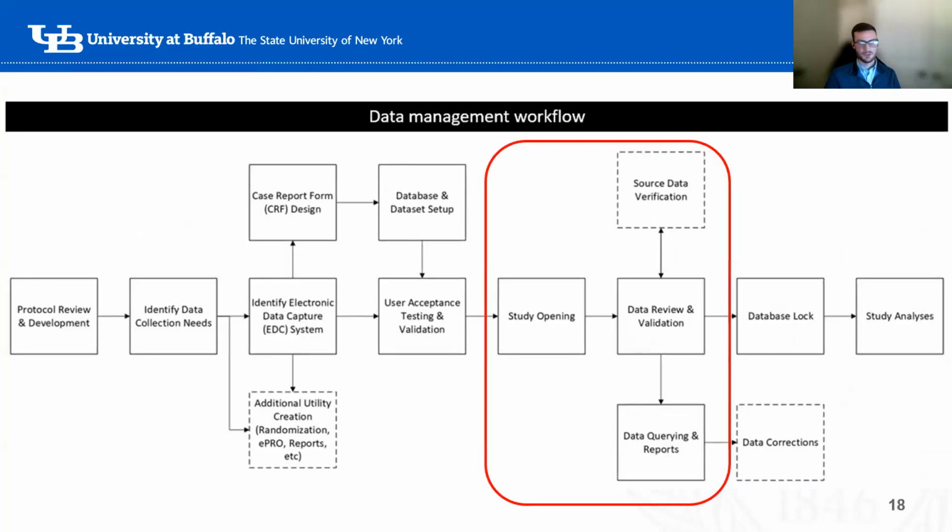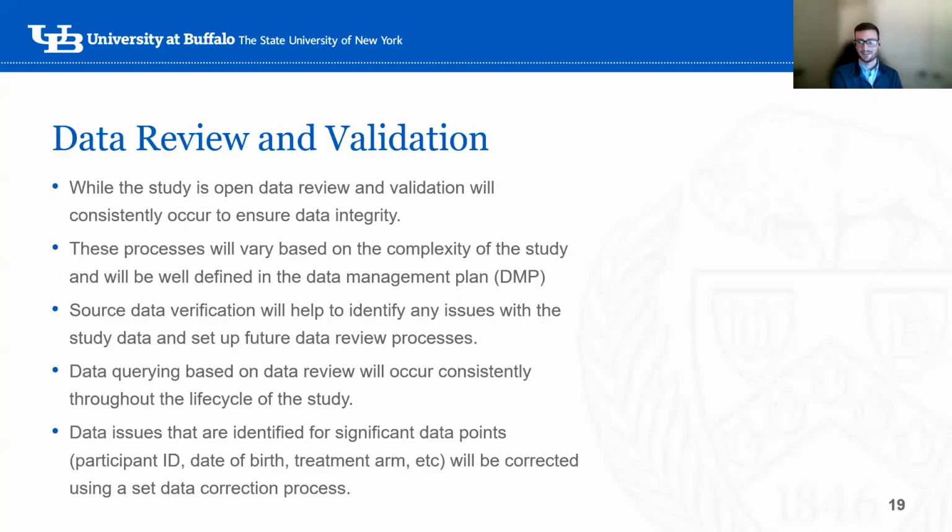And that brings us to the longest part of the study life cycle, which is after study opening. What do we do? How does data review occur and things like that? So once all the necessary data systems are in place and validated, the study can open and start accruing. And while the study is open, data review and validation will consistently occur to ensure data integrity. These processes are going to vary based on the complexity of the study, like all things, but will be defined in the data management plan, or the DMP as it's called.